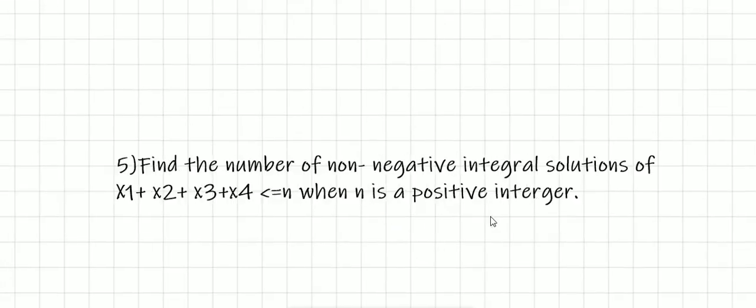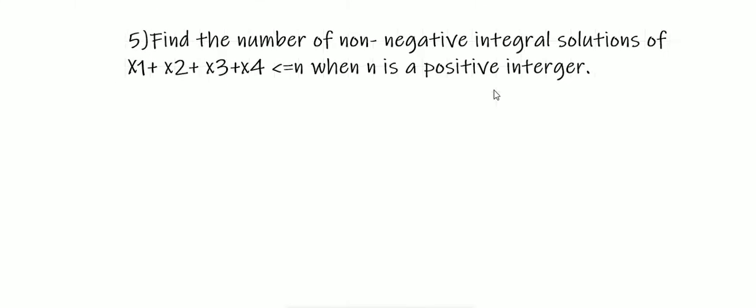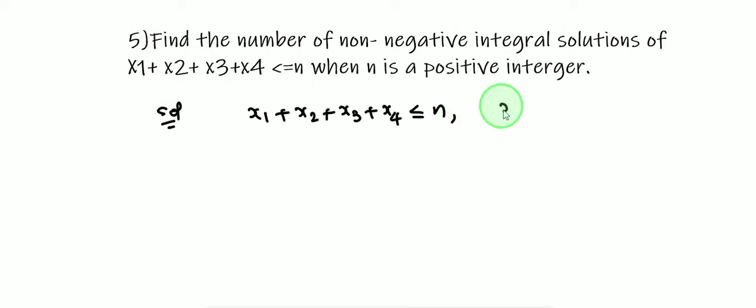Find the number of non-negative integral solutions of x1 plus x2 plus x3 plus x4 is less than or equal to n. It's not equal to n. So all xi's are greater than or equal to 0. Non-negative integral solutions.